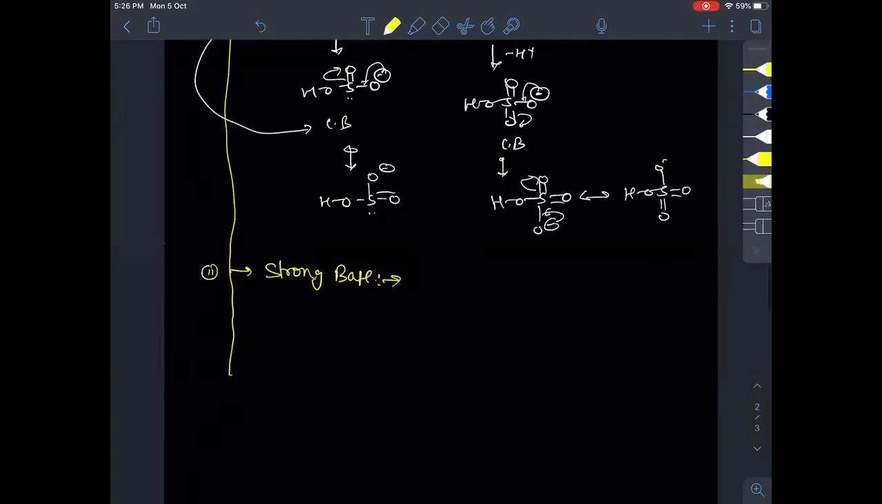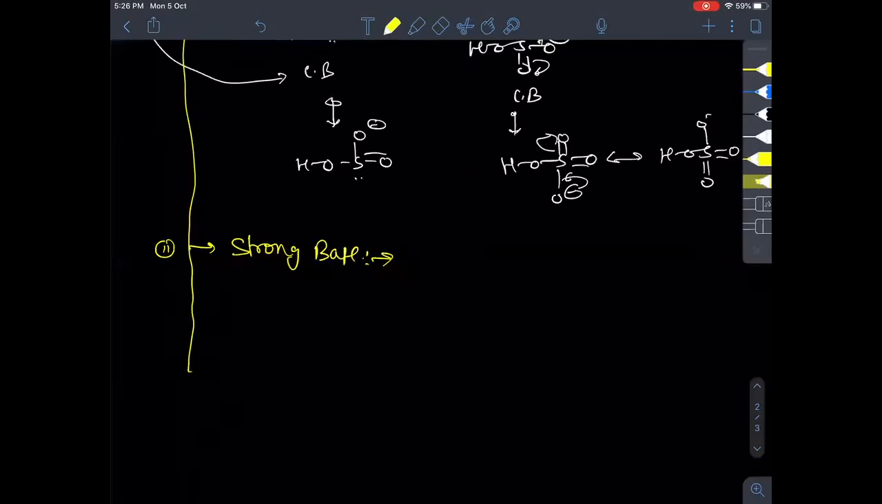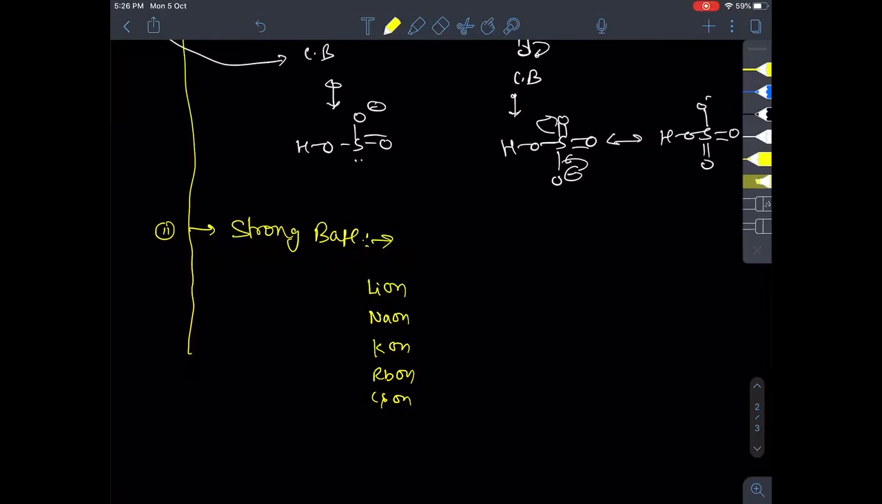So what is the example of this strong base? Guys, please understand, all the alkali metal hydroxides or oxides: sodium hydroxide, potassium hydroxide, rubidium hydroxide, cesium hydroxide, right? Francium is radioactive, I'm not talking about that.